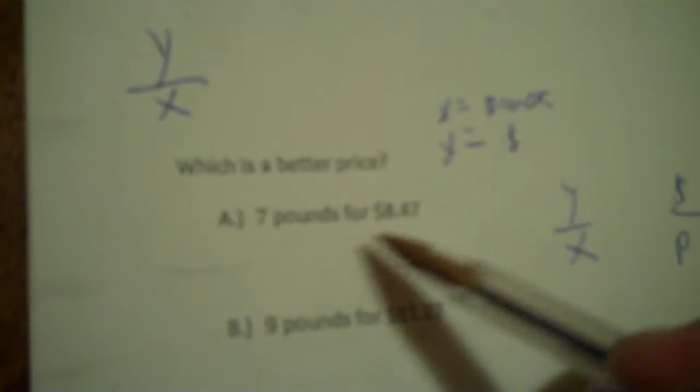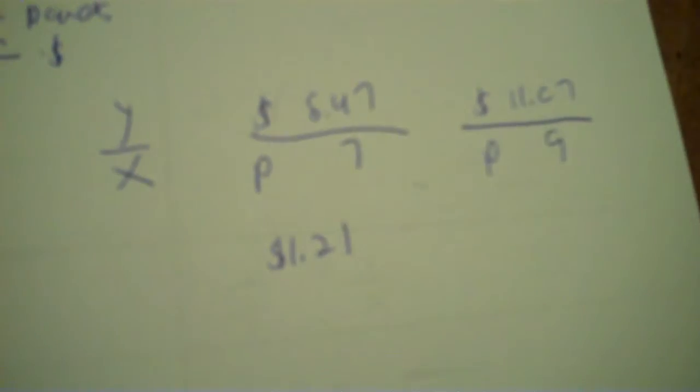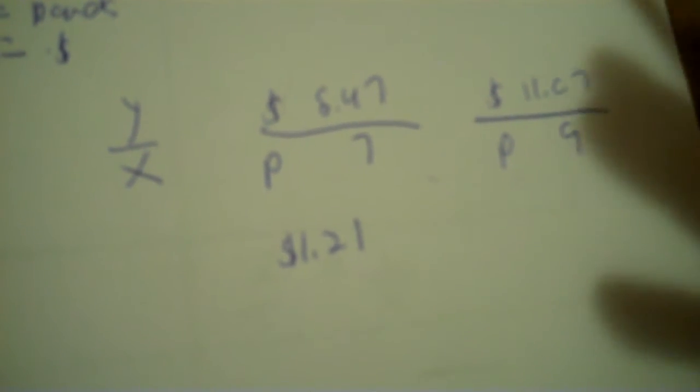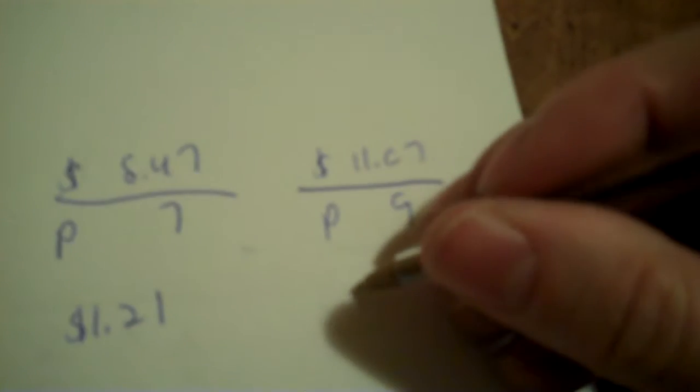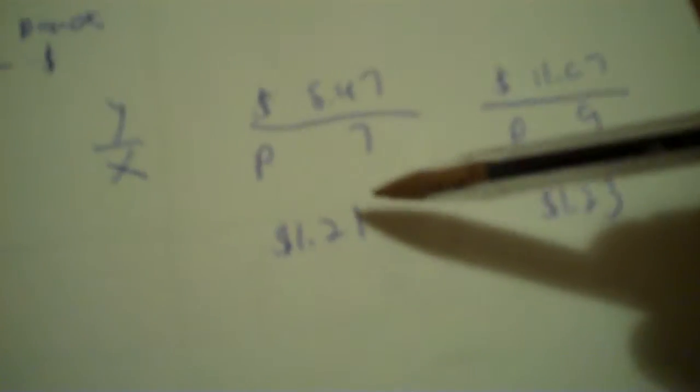So we have $8.47 for 7 pounds, and then we have $11.07 for 9 pounds. So $1.21. Now what does that represent? It's how much just 1 pound cost. Each of the 7 pounds cost $1.21 individually. 11.07 divided by 9, I got $1.23 from that one. So that means 1 pound costs $1.23. So the better price is always the lowest price, so that's going to be A.